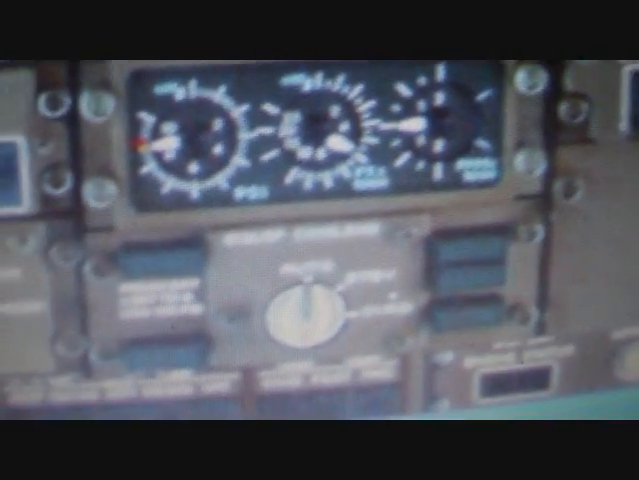Cabin call buttons. Smoking seatbelt signs. Pressurization control panel. Pressurization gauges. Equipment cooling. If equipment doesn't get cooled, it can burn up, and, well, the airplane burns up.